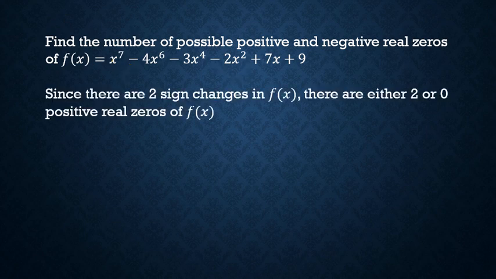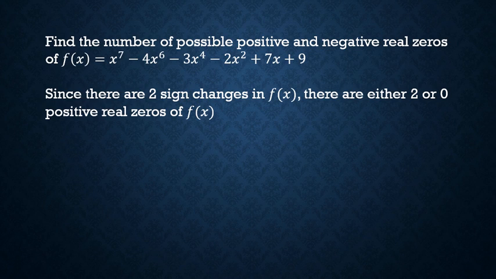So, since there are two sign changes in f of x, the number of positive real zeros is either 2, that number of sign changes that we saw, or it's less than that by a multiple of 2. Well, the only other multiple of 2 that is less than 2 and could still be possible is 0. So there's either 2 positive real zeros or there's none.